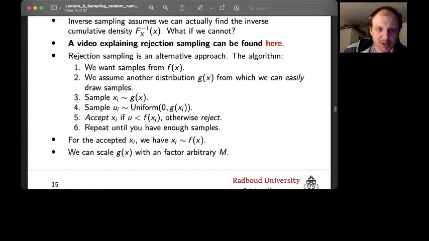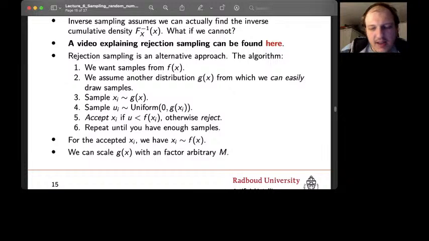Yeah, I'm not sure how to simplify this further, but the idea is that you have one distribution which is difficult to sample, you cannot find the inverse, so you pick another easy distribution. Something like a uniform or normal distribution, something that's easy to sample.